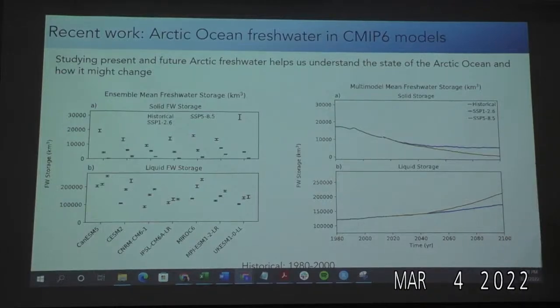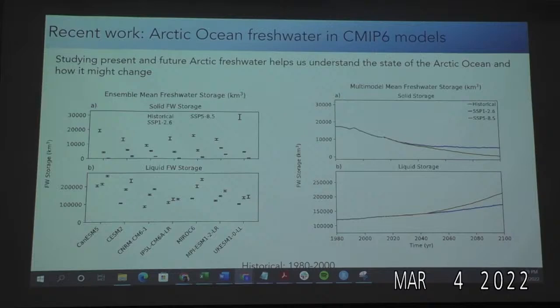Recently I've been looking at the freshwater in the Arctic Ocean. Freshwater is basically a way for us to understand the state of the Arctic Ocean and how it might change. I'm talking about either water that doesn't have any salinity in it or water that's relative to a certain reference salinity. And what I've done here is look at a bunch of different coupled climate models that have been part of the most recent model intercomparison project to understand what mechanisms are at play for this freshwater.